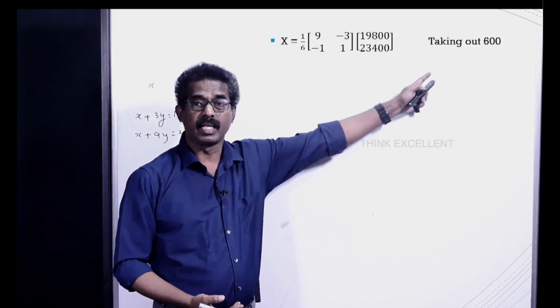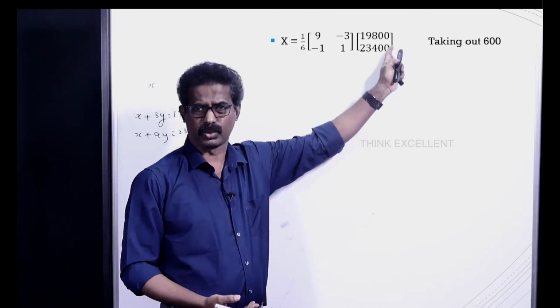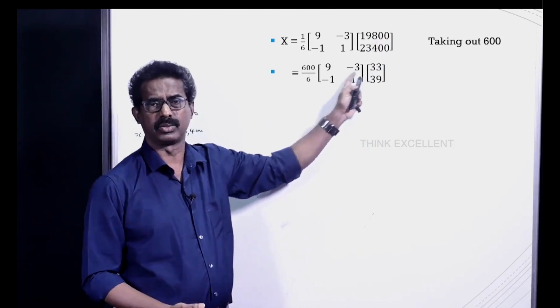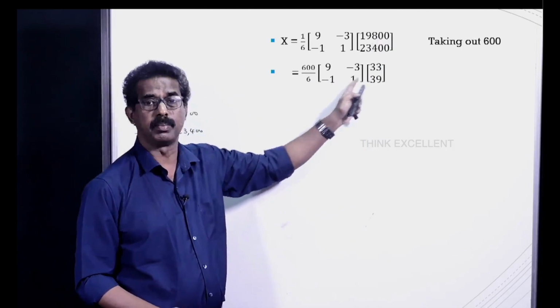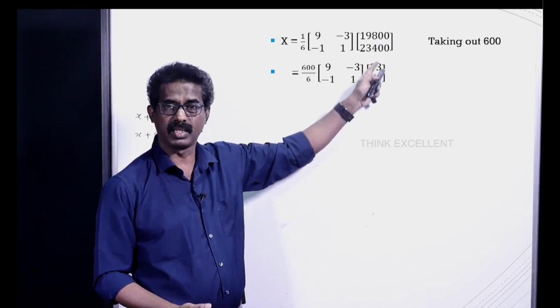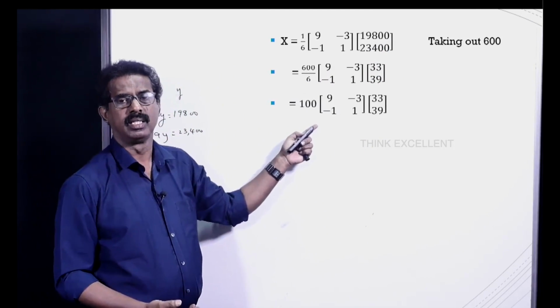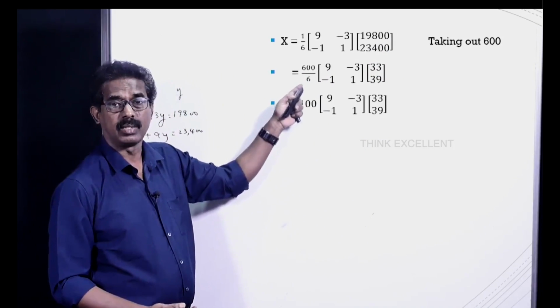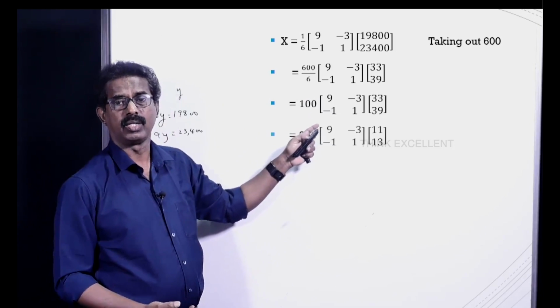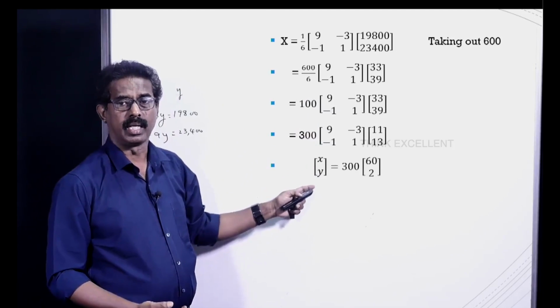We are taking out 600 from this. So it depends on the question. If something is common, you can take it out. So now the numbers become little smaller, right? Even 3 is again common, if you want, you can take that also. It's okay. Now we expand it. And 600 and 6 you cancel, you are getting 100. Now again row by column method, you do that.